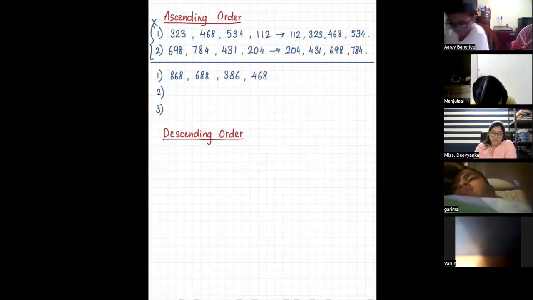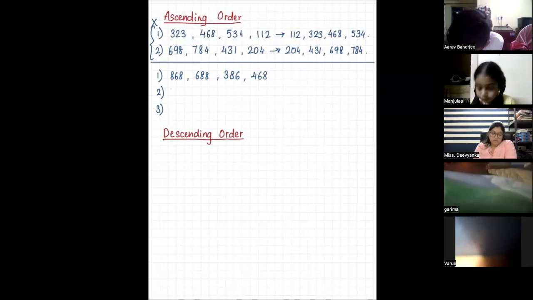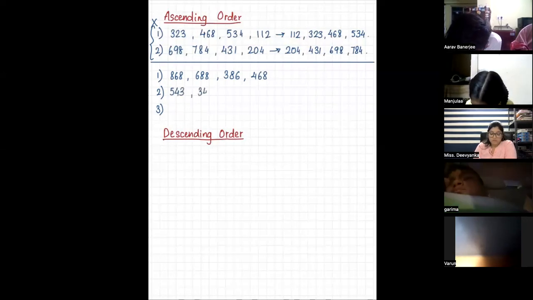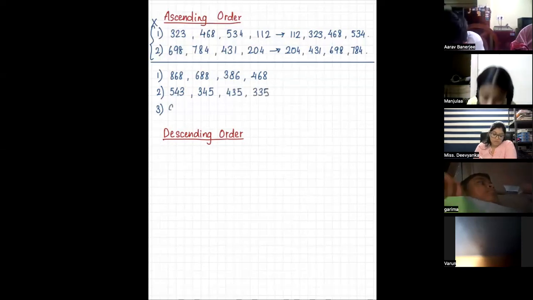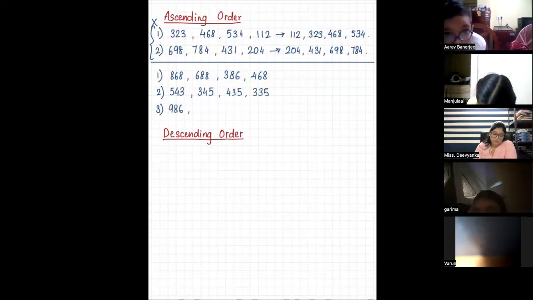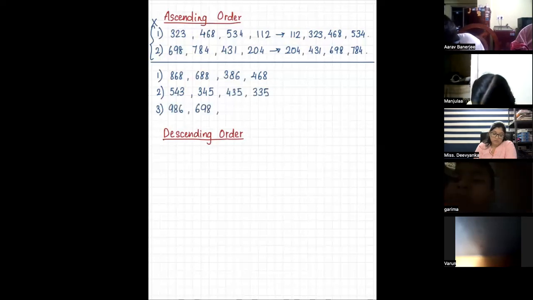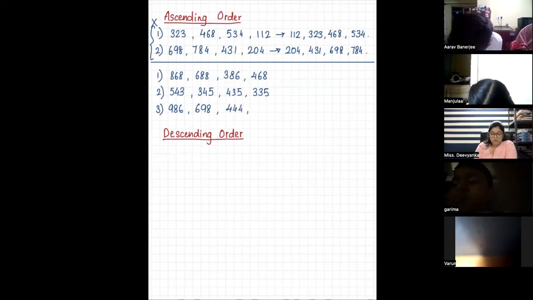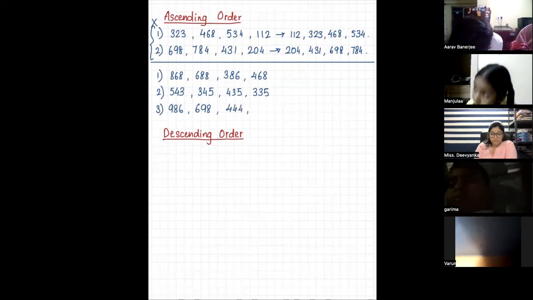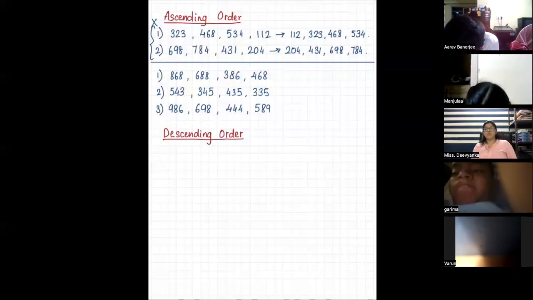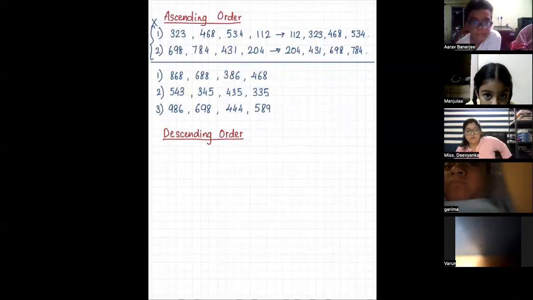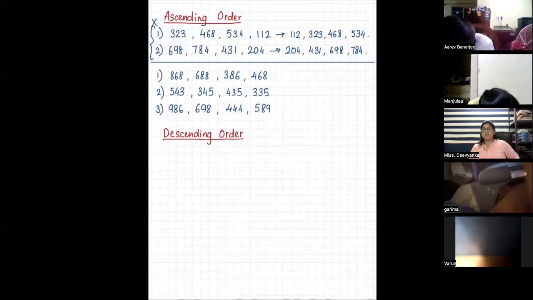Next one is, you can start doing it in your notebook. Next one is 543, 345, 435, and 335. And the last one here is 986, 698, 444, and 589. Okay, you have 5 minutes to solve this. Write the question and then on the next line, draw an arrow to write the answer as well.